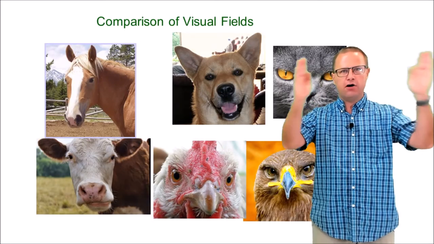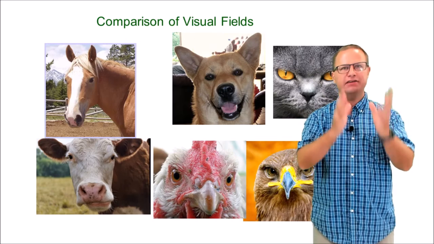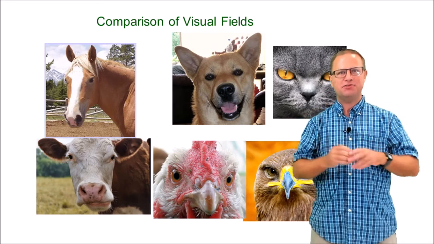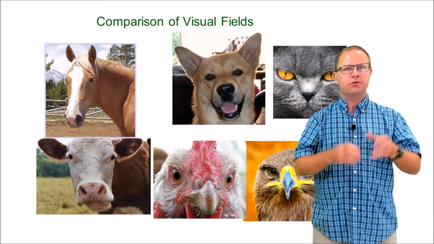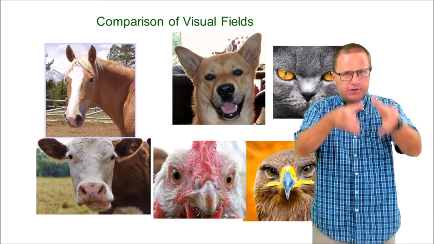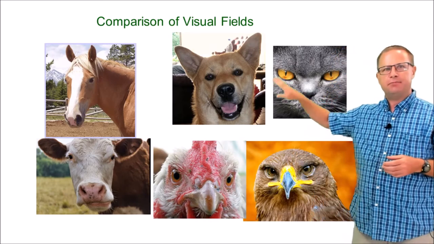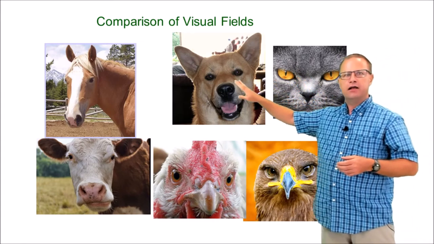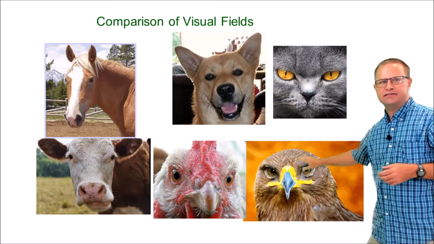We're designed to have these overlapping visual fields because it gives us better depth perception, and we need that better depth perception for throwing spears and catching animals, right? If you're a predator, you need to be able to catch what you're chasing. And so here are some other examples of predator animals. Cats, dogs, close-set eyes there. Eagles, close-set eyes.